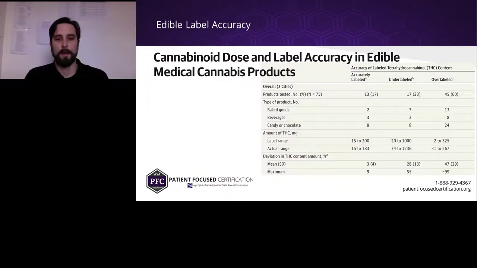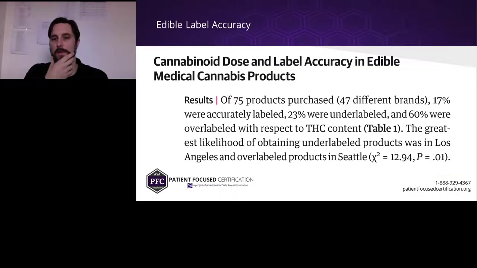The last thing I'm going to wrap up with is talking about a labeling study we conducted. Basically, we ordered over 80 CBD products online, and we looked at their content, whether they were accurately labeled. The first study of its kind was just on THC products. We looked at THC products first, and what we found, about 17% were accurately labeled, 23% were underlabeled, and 60% were overlabeled with respect to THC content.